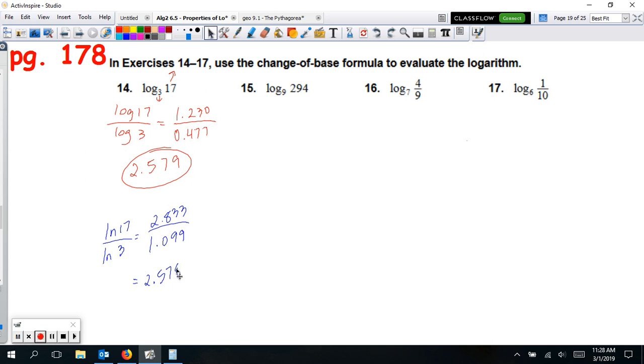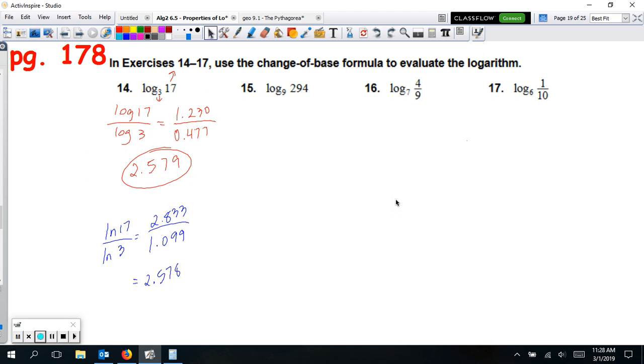Actually I put 8 on this one, but I could have just put 9. I probably should have put 9. So go ahead and pause the video and then do on your own 15, 16, and 17. Just do the same thing. Use your calculator to calculate these logarithms, and then I'll show you what the answers are here in a second.